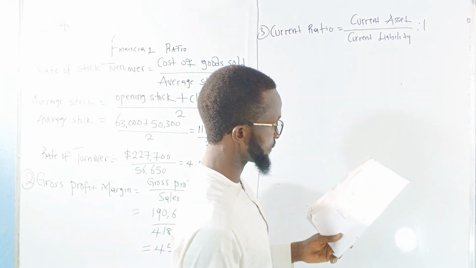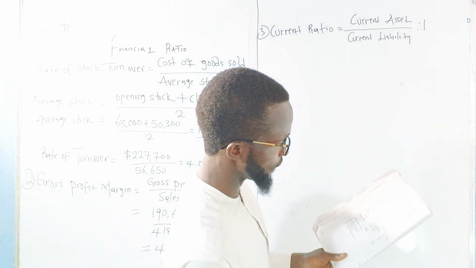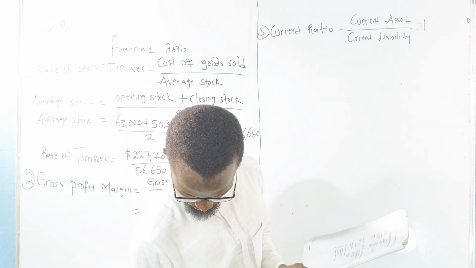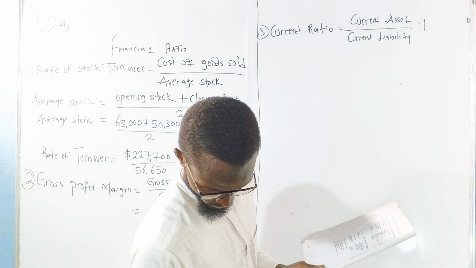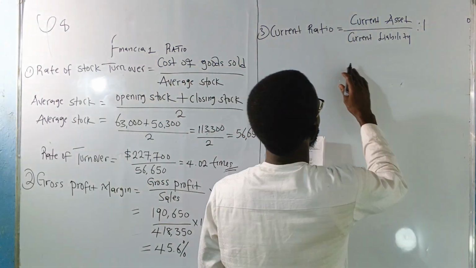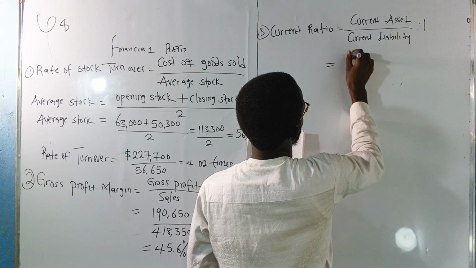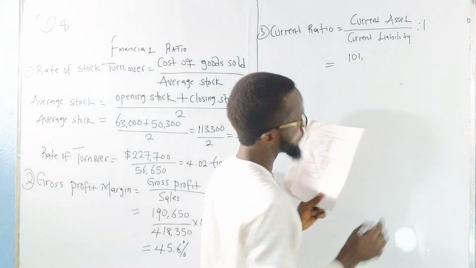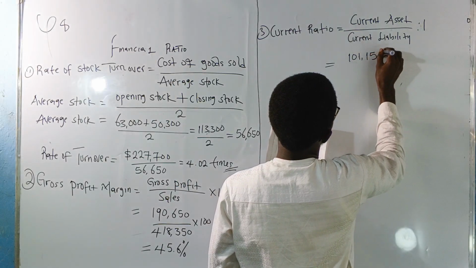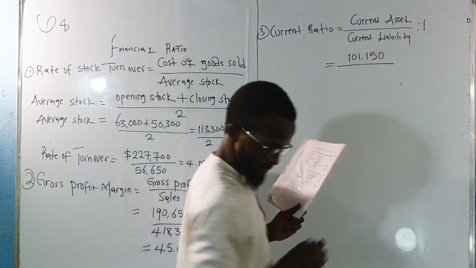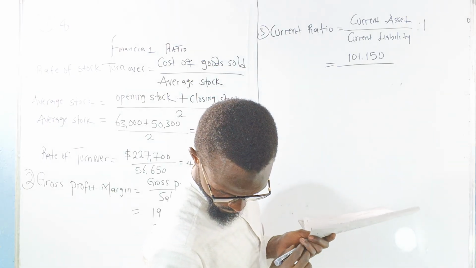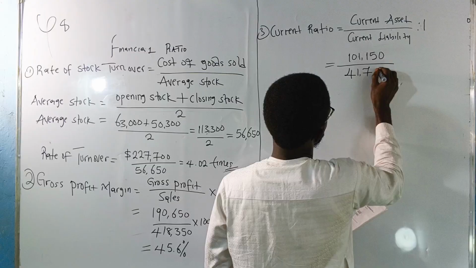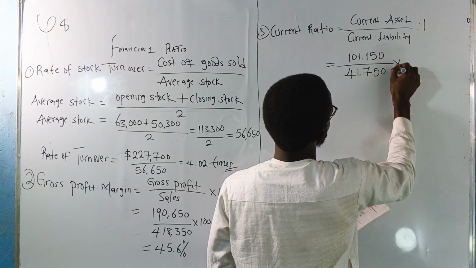Current assets, you remember, involve stock, debtors, cash. So the summation of our current assets is 101,150, and the summation for our current liabilities is 41,750. 41,750 is to 1.